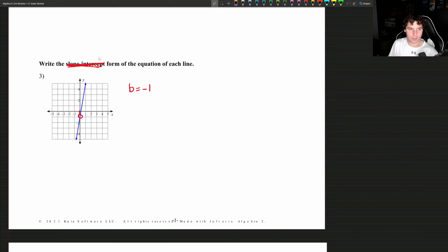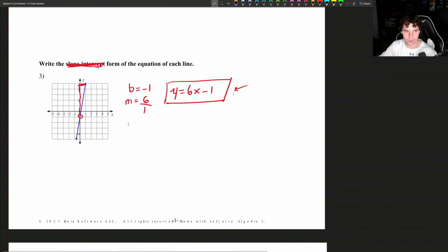So we go up 1, up 6 over 1. Right, so m is rise 6, run 1. So it's just y is equal to 6x minus 1. There are other versions of this. Okay, I think this is the easiest, so I'm going to just stop here. But that's numbers 1, 2, and 3. Those should be really, really easy.